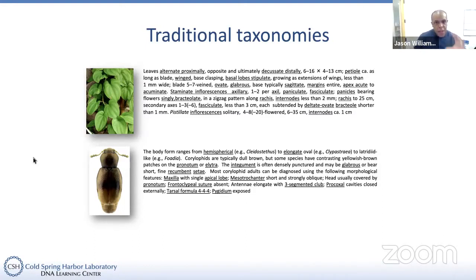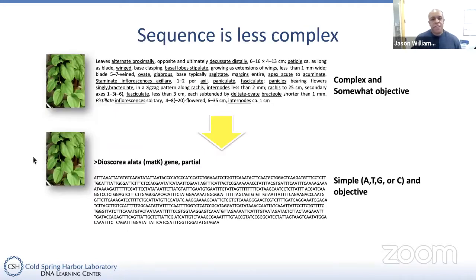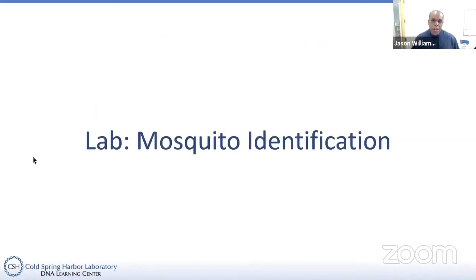So the idea behind DNA barcoding is, rather than focusing on some of the more complex ways to describe a plant or an animal, we can look strictly at the DNA. And by looking at the DNA and just comparing As, Cs, Ts, and Gs, we can get a much simpler way to compare and identify species. Okay, so what are we going to use that for in the lab today?